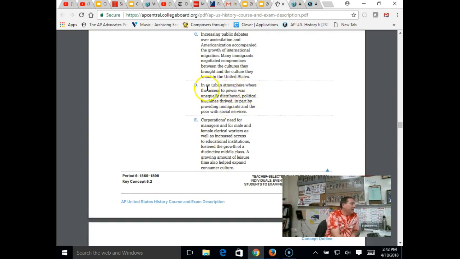Letter D. In the urban atmosphere, power was unequally distributed, and this is your key. Political machines are going to be thriving. So remember, immigrants oftentimes found their voting ability being used by political machines. The most famous of them was in New York with Tammany Hall. They were both Republican and Democratic political machines, but inside the city you had Democratic political machines that were pretty dominant. So Tammany Hall, led by Boss Tweed, is a very famous one.